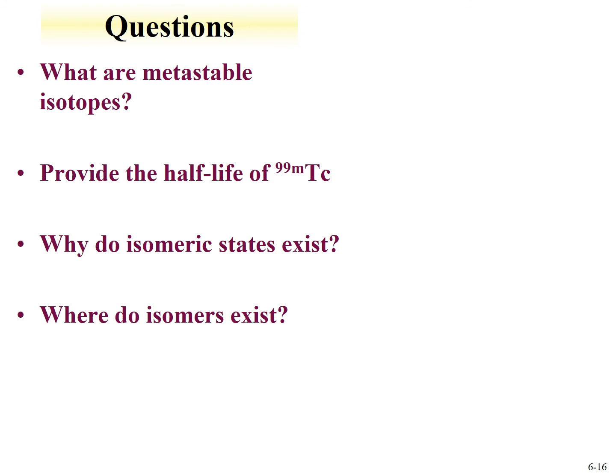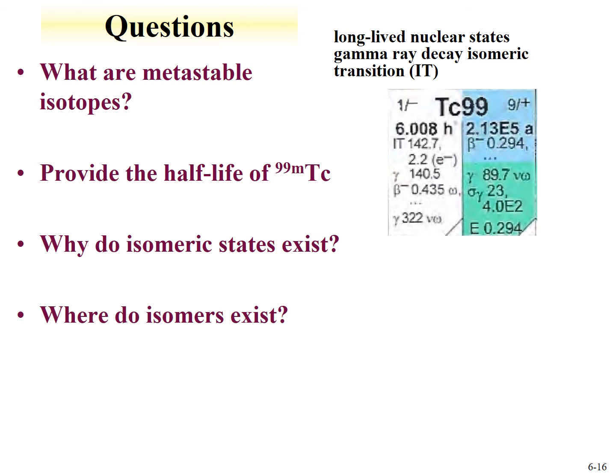Another important concept covered in the lecture has to do with metastable isotopes. What exactly are metastable isotopes? Well, those are long-lived nuclear states. The gamma decay that results from these metastable states is called isomeric transitions. So you'll hear metastable states and isomeric transitions used interchangeably. These are just excited nuclear states that decay by emission of a photon. One of the reasons that they're important is because technetium-99m, the workhorse of radiopharmaceuticals, is a metastable state.